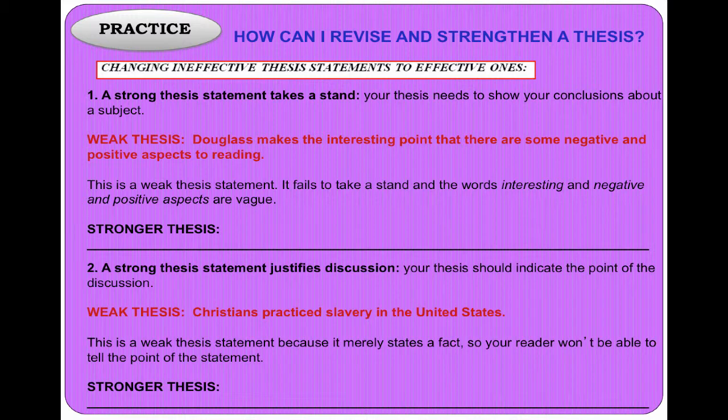2. A strong thesis statement justifies discussion. Your thesis should indicate the point of the discussion. Weak thesis: Christians practice slavery in the United States. This is a weak thesis statement because it merely states a fact, so your reader won't be able to tell the point of the statement.